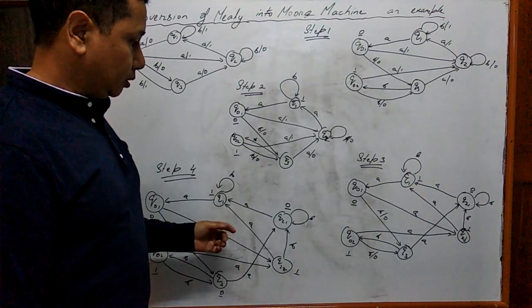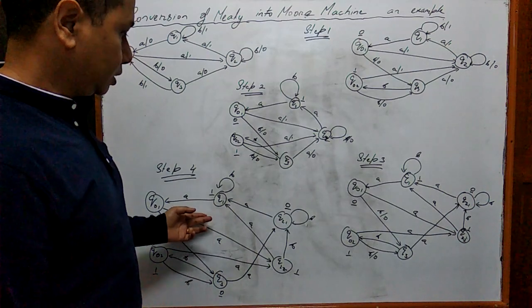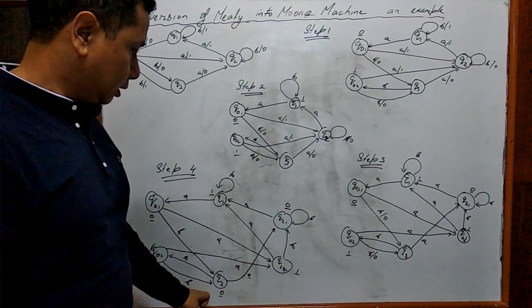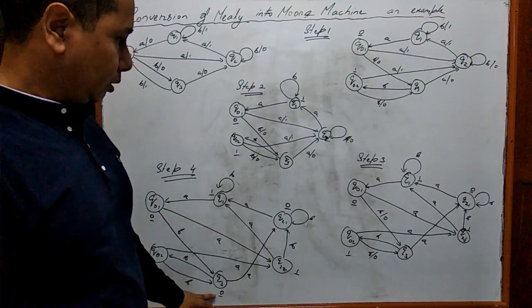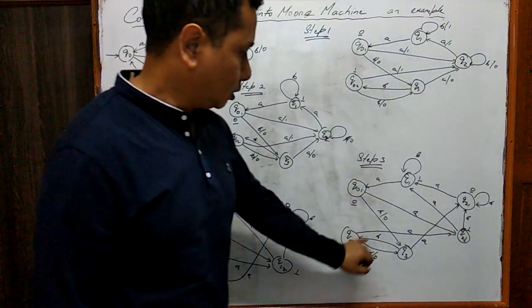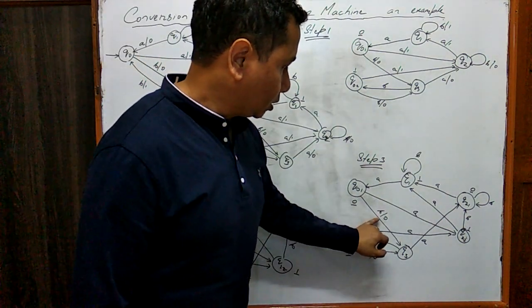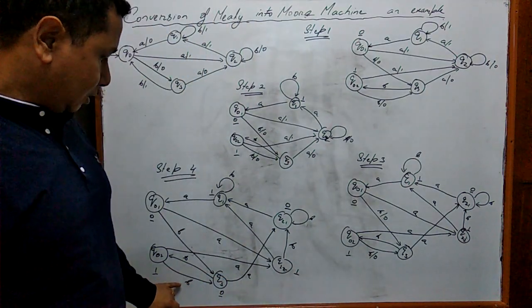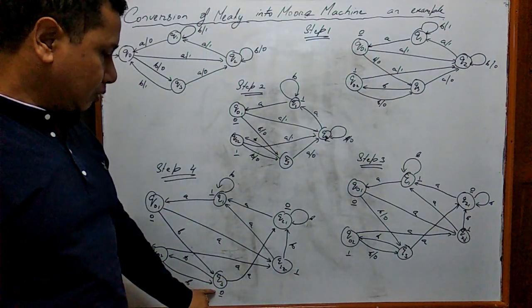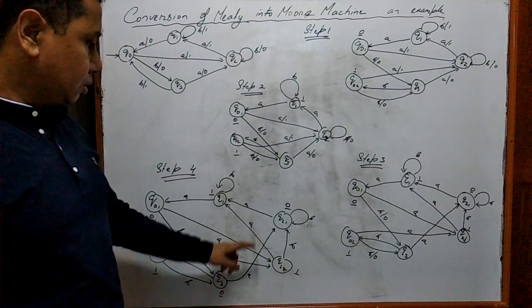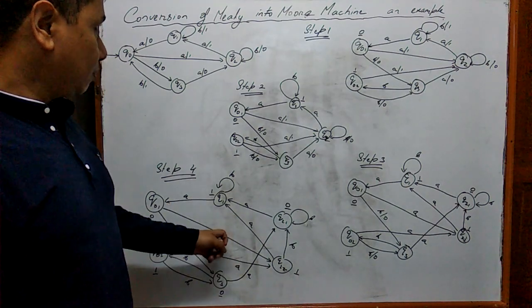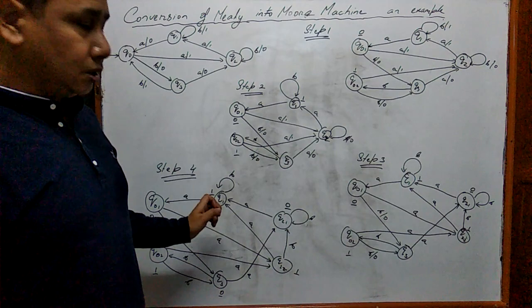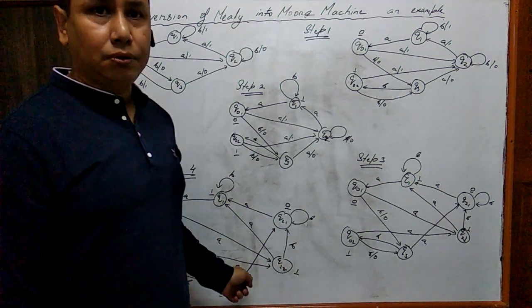So everyone, this is your final step, step 4. You can notice that in this case Q3 has only one output, that's B0 and B0. So there is only Q3, we haven't split up the state. So this is your final step of how to convert a Mealy machine into a Moore machine. Thank you for watching this video.